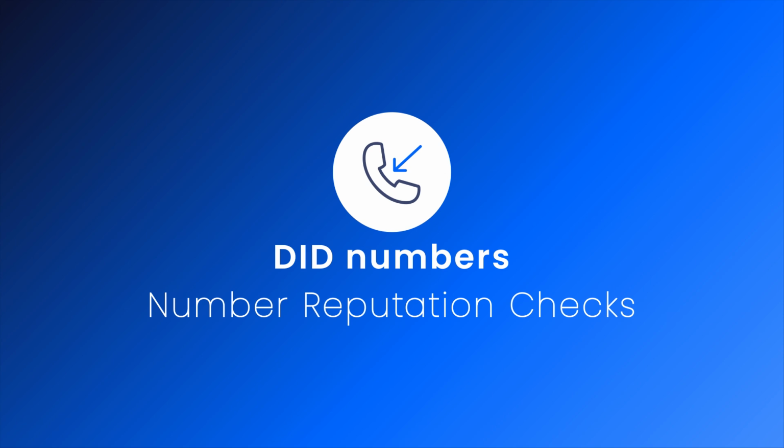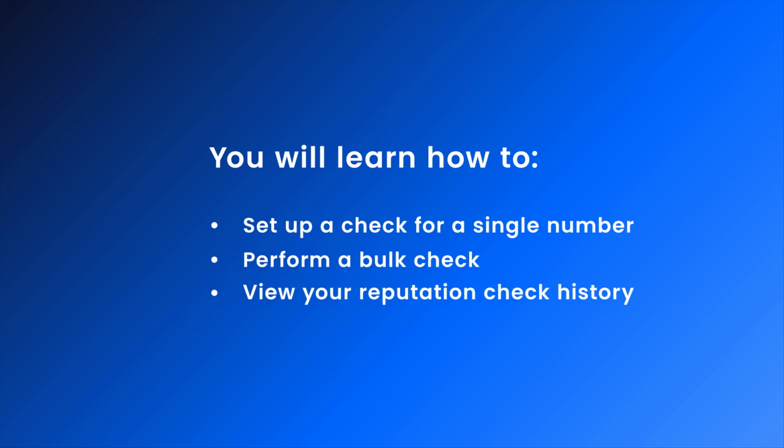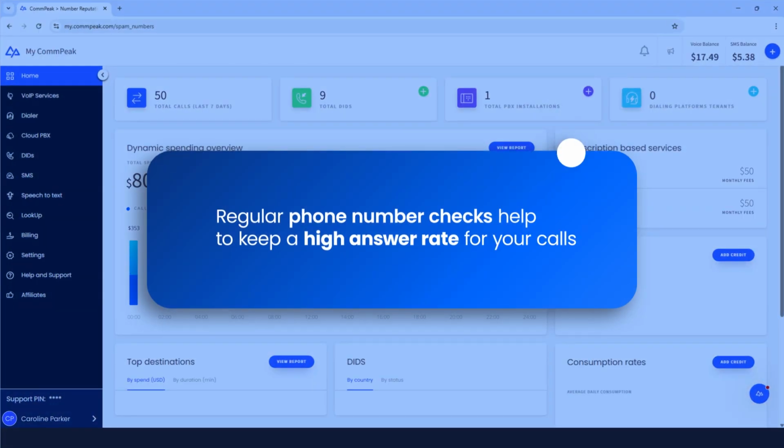phone numbers you use as outbound caller IDs. You will learn how to set up a check for a single number, or perform a bulk check, and how to view the history of your reputation checks. Regular phone number checks help to keep a high answer rate for your calls.